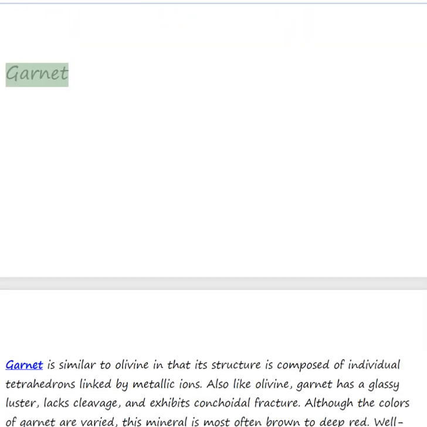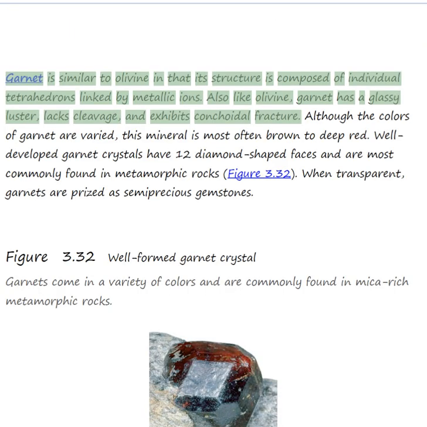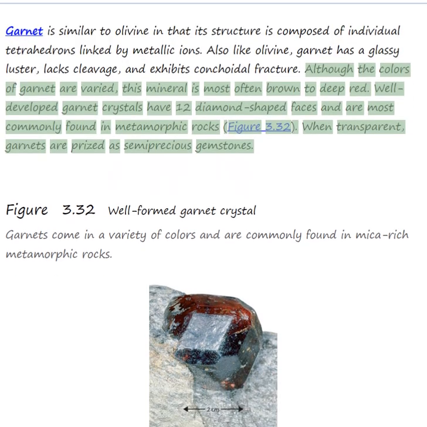Garnet. Garnet is similar to olivine in that its structure is composed of individual tetrahedrons linked by metallic ions. Also like olivine, garnet has a glassy luster, lacks cleavage, and exhibits conchoidal fracture. Although the colors of garnet are varied, this mineral is most often brown to deep red. Well-developed garnet crystals have 12 diamond-shaped faces and are most commonly found in metamorphic rocks.